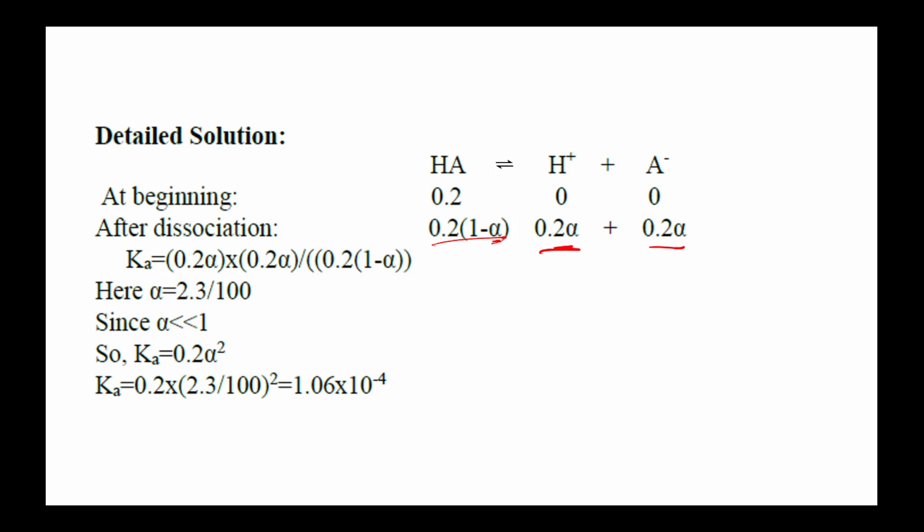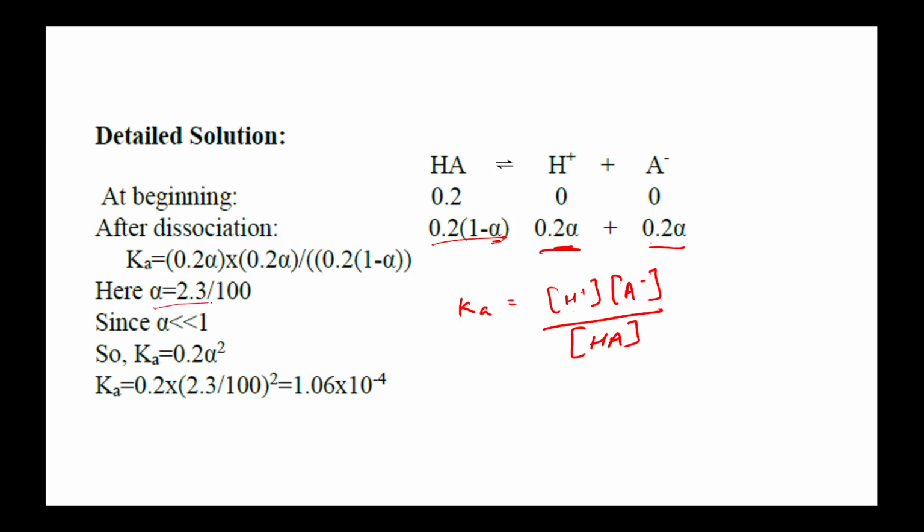Now Ka, I told you, is written as H plus ion concentration multiplied by A minus concentration divided by HA concentration. We use square brackets to denote the concentration of that particular compound. So H plus ion concentration and A minus ion concentration is 0.2 alpha, and HA concentration is 0.2 multiplied by 1 minus alpha. When you solve this, you can cancel out one of the 0.2. You will get 0.2 alpha squared divided by 1 minus alpha.